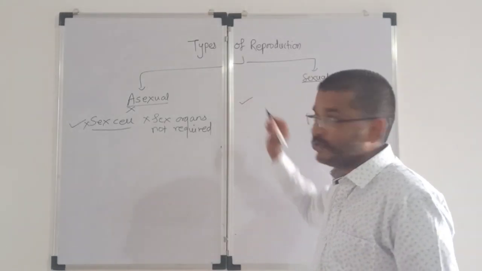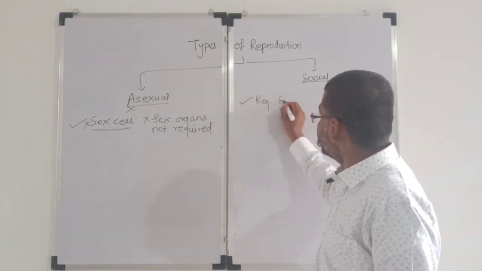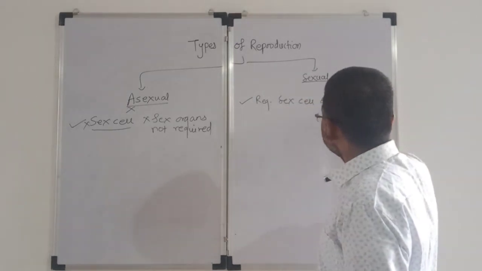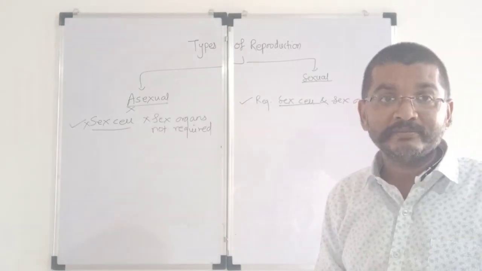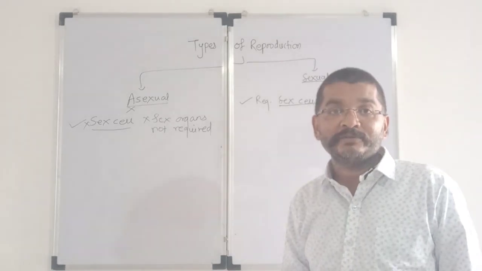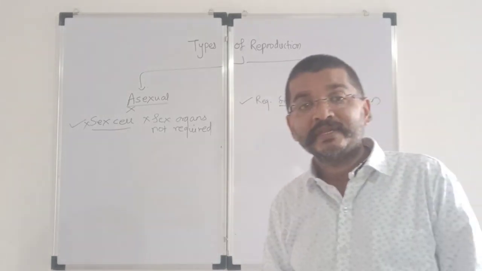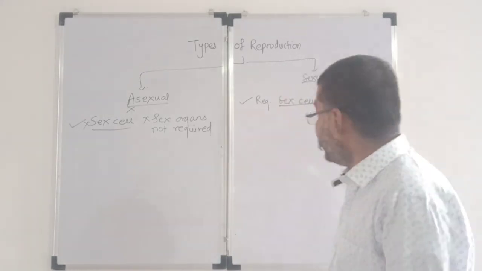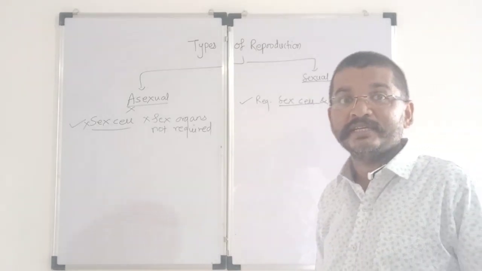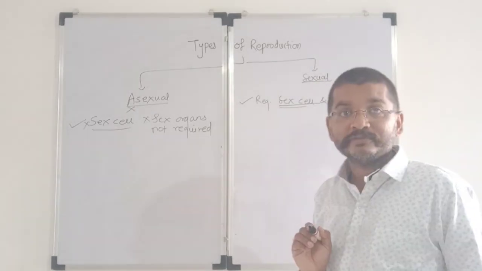But in sexual reproduction it requires both sex cell and sex organ. Sex cell, just now I told, gamete hai. Aur sex organ kya hai? If we are talking about plants, androecium is the male sex organ and gynoecium is the female sex organ, that we already learned in 11th standard or in our school days. Testes and ovary are the sex organs in animals. So these sex cells and sex organs are required for the process of sexual reproduction.